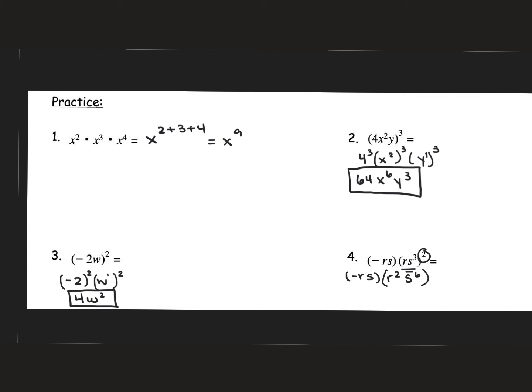But I'm not done here because now I have to multiply. So I have r. What happens when I multiply like bases? I add the exponents. This r here has an exponent of 1. So I have negative 1. So that's going to stay negative. I have my r. 1 plus 2 is going to give me 3. My s also has an exponent of 1, so I'm going to have s to the 7th.